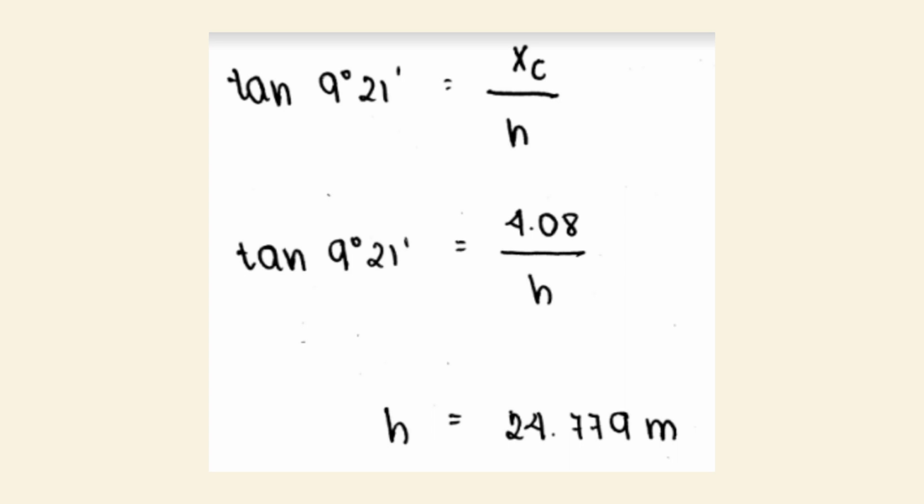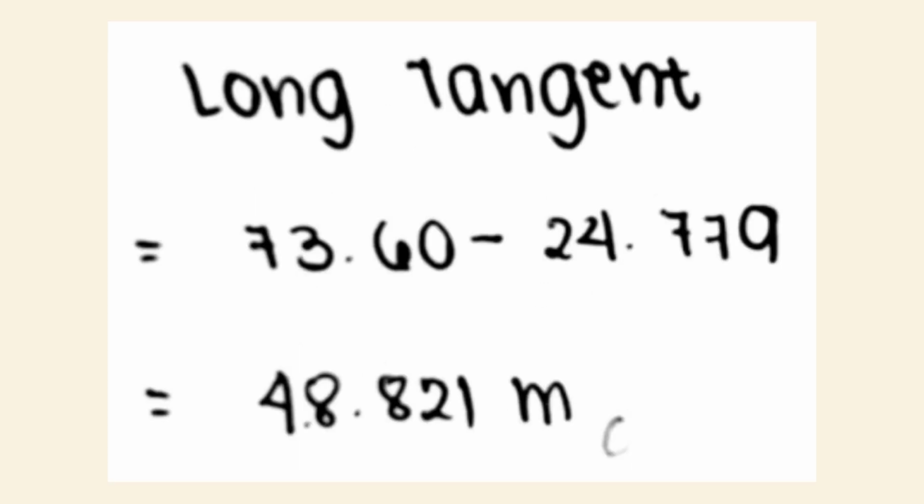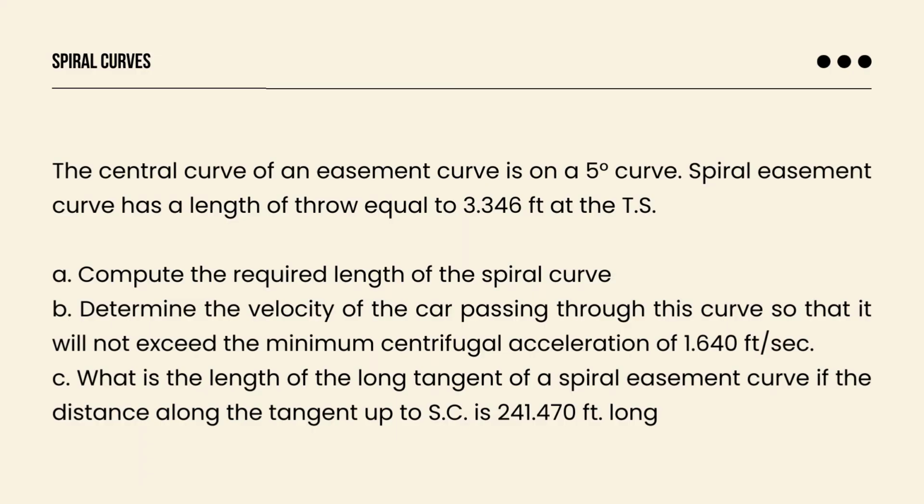For solving the value of h using the same formula, we have tangent 9 degrees 21 minutes is equal to x over h. Solving the equation, the length of h would now be equal to 24.779 meters. So subtracting the value of h from 73.60 meters, the length of the long tangent is equal to 48.821 meters. Next, let's solve the same problem but this time in the English system of measurement.